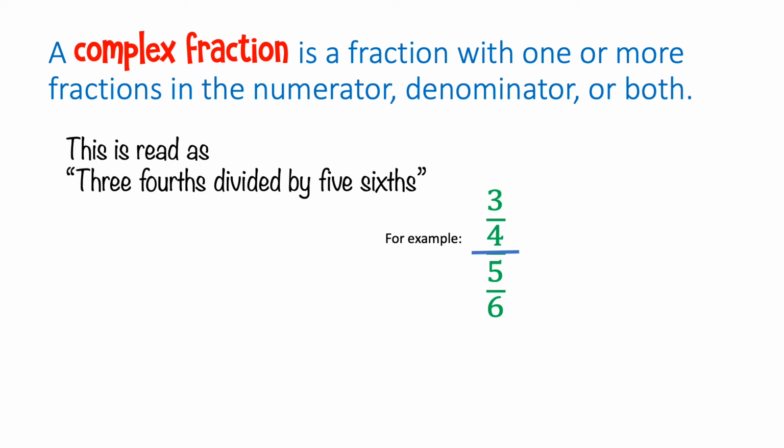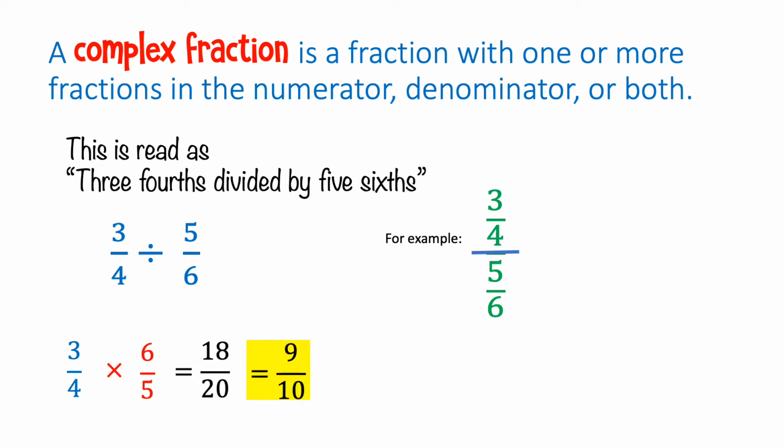This fraction is read as 3/4 divided by 5/6. It can be written as such. So we keep 3/4, change the sign, and flip. Keep, change, flip. Multiply across and we get 18 over 20. We can simplify and reduce both numbers by 2, and the answer is 9/10.